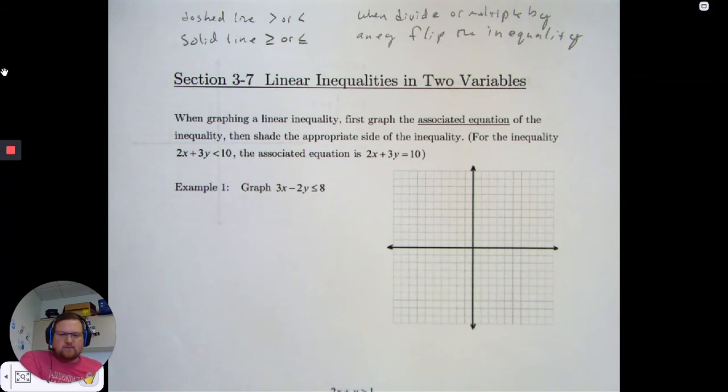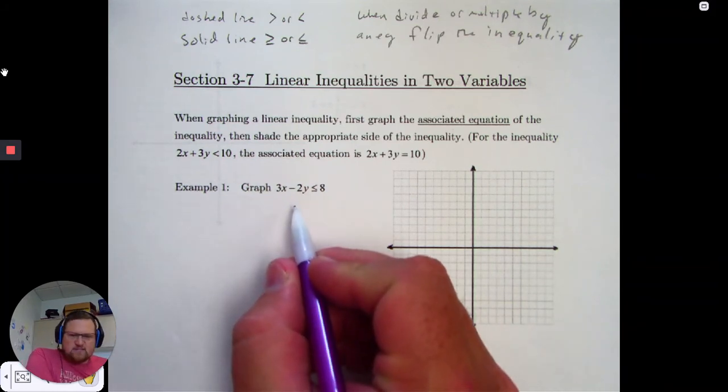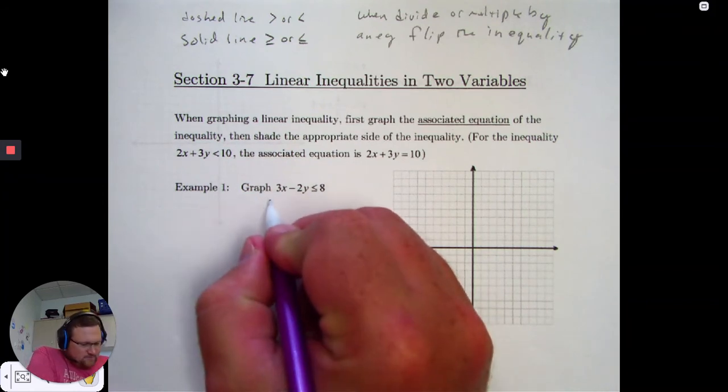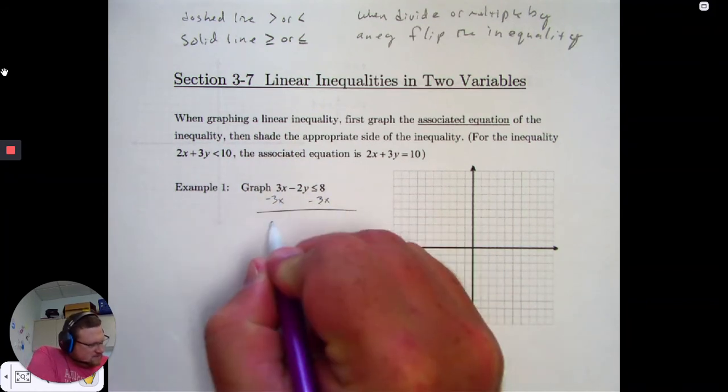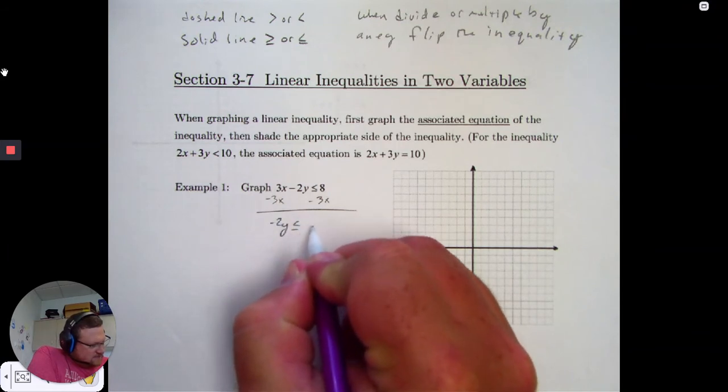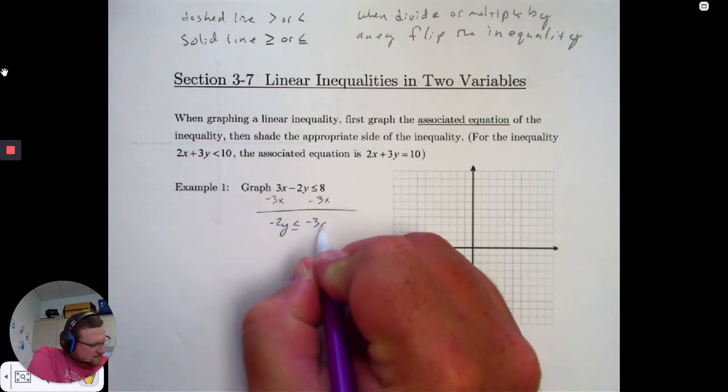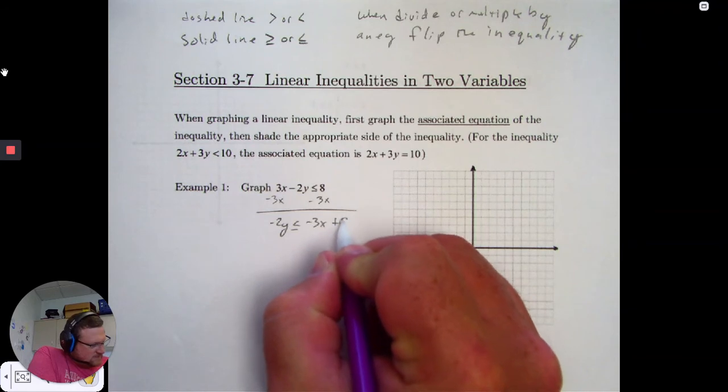So I'm going to ask that on the homework that you're assigned at the end of this, that you make sure that you do it on paper, but feel free to use Desmos to check and make sure that you've done it correctly. So our first step then is going to be to solve for y. So if we subtract 3x from both sides, this gives us a negative 2y is less than or equal to a negative 3x plus 8.